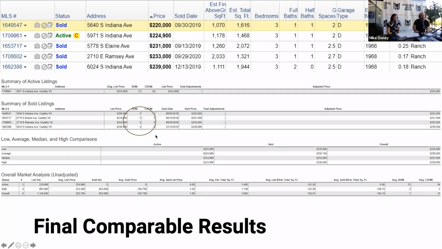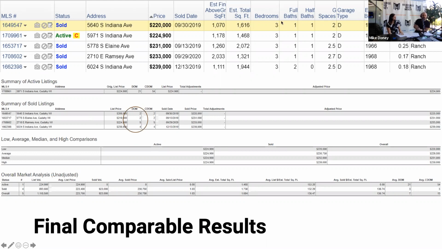So if you look at the days on market, you're at 2 days, 2 days, 5 days, 4 days. That's great. Can we say we are in a hot market? You list a property for 2 days and it's sold. You list a property for 2 days, it's sold. 5 days, 4 days. We are in a hot market, right? Pay attention to that. That's huge.